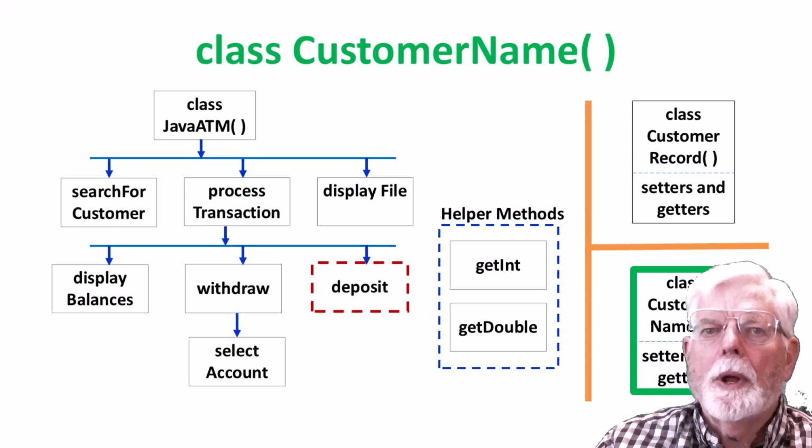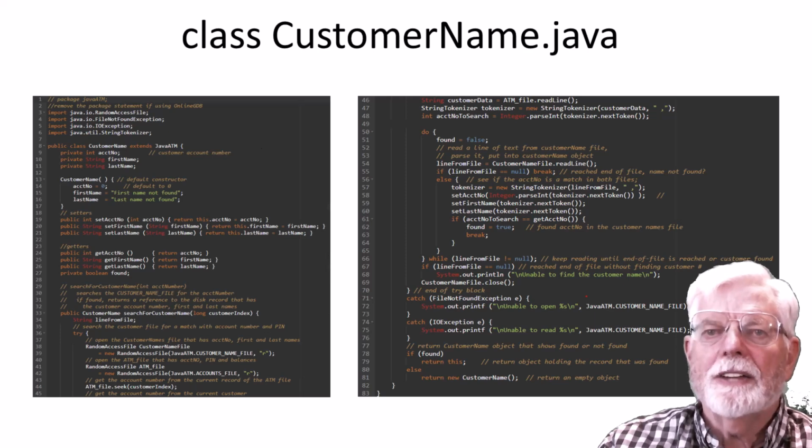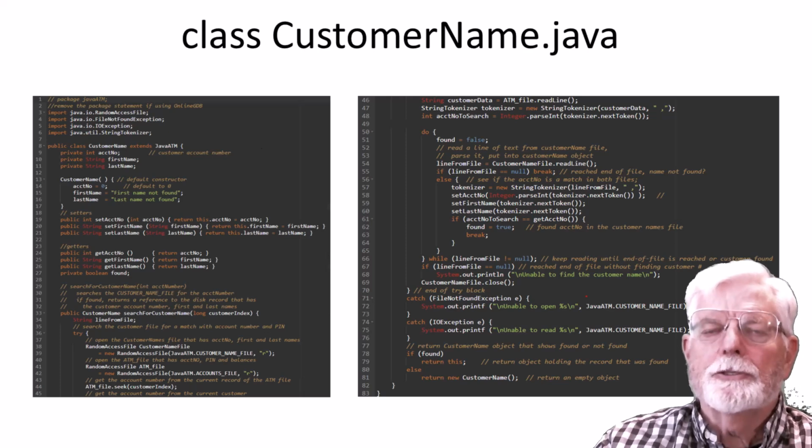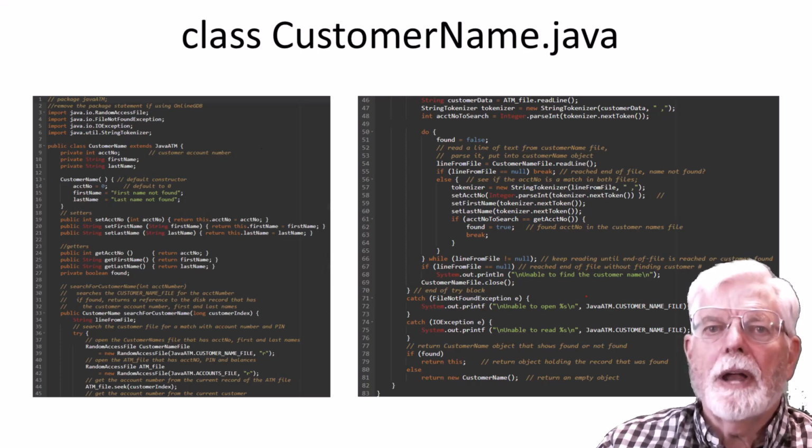When an object is instantiated for the customer name class, it can be used to hold data for a customer's account number, first and last name. The CustomerName.java class starts out similar to the customer account class, but with variables declared for account number, first name, and last name. Setters and getters are provided in a similar manner to those in the customer account class. The searchForCustomer method is provided in the CustomerName.java class. searchForCustomer(long customerIndex) receives the index position in the customerAccounts.txt file for the current customer.